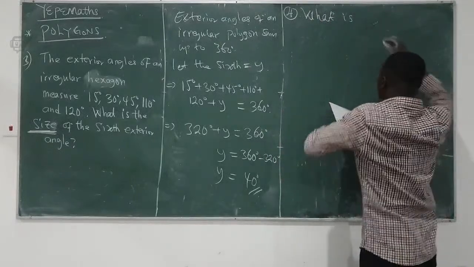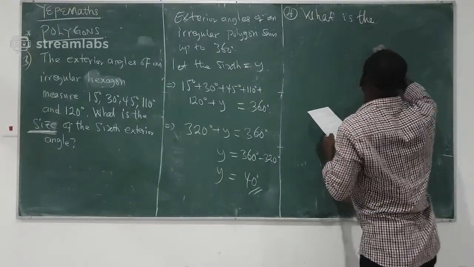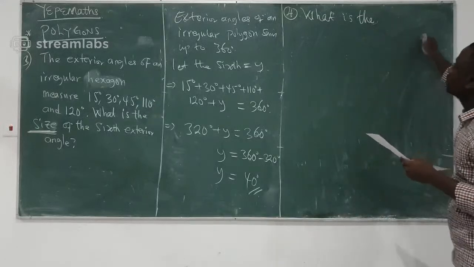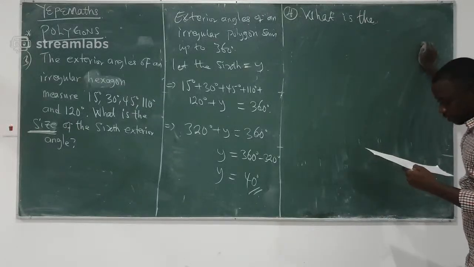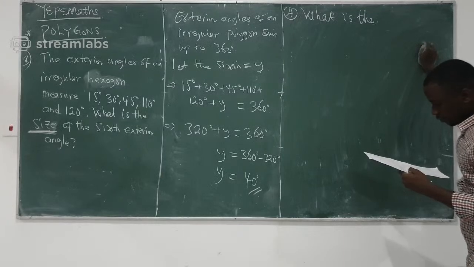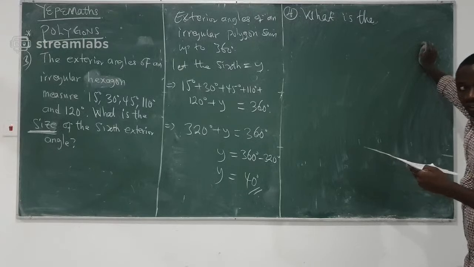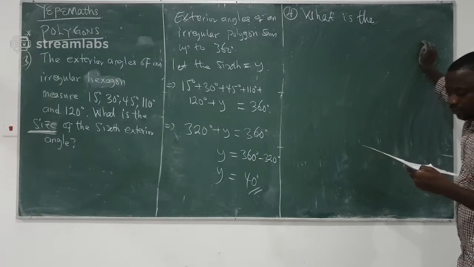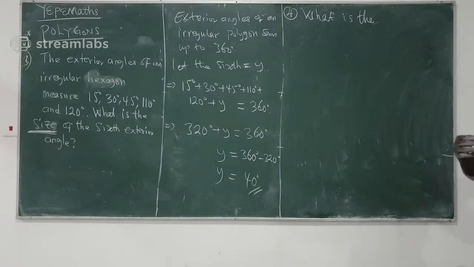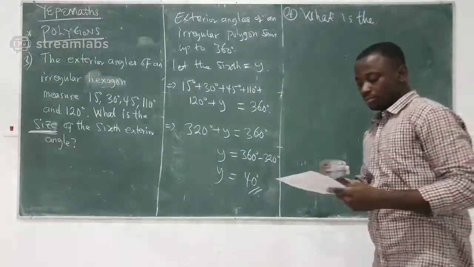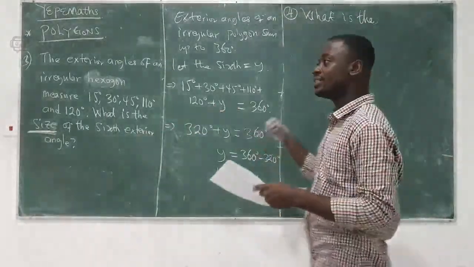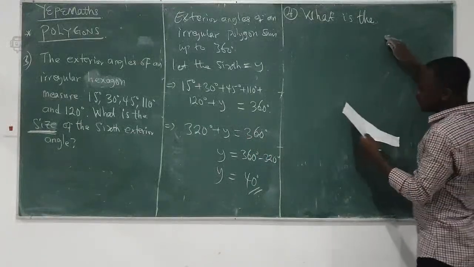What is the measurement? So whenever you hear measurement, you're actually referring to the size of that regular polygon. It depends on how the question is put, but measurement here means the size, S-I-Z-E, not the sides. So what is the measurement?